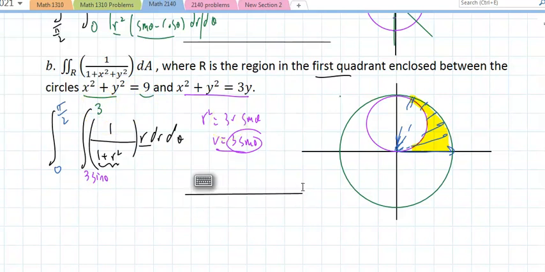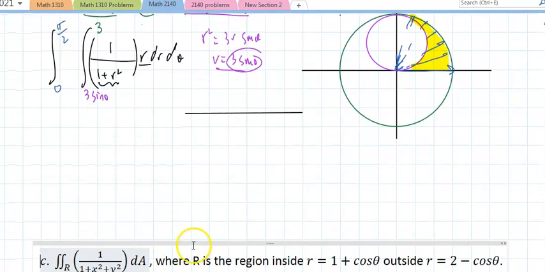And the integration of that is going to require a u sub. We know how to do that. Luckily, we know a lot of math, right?